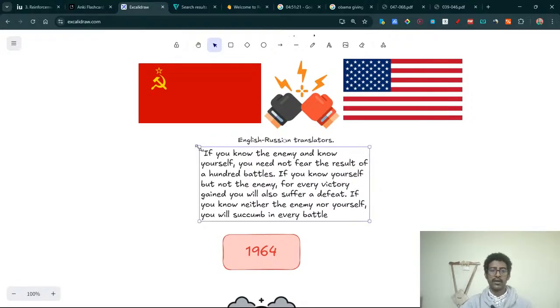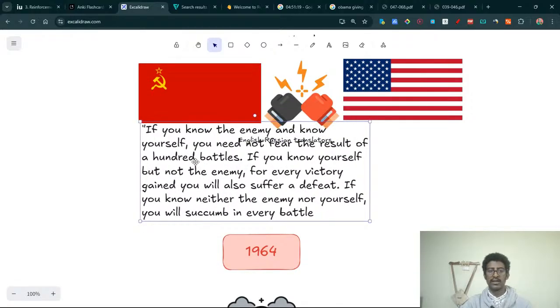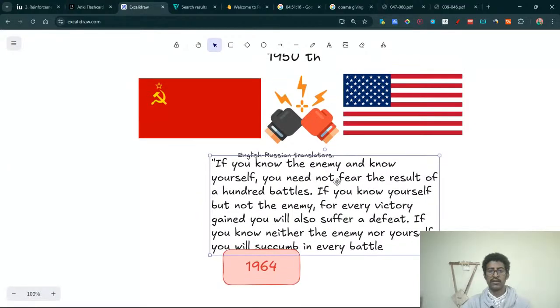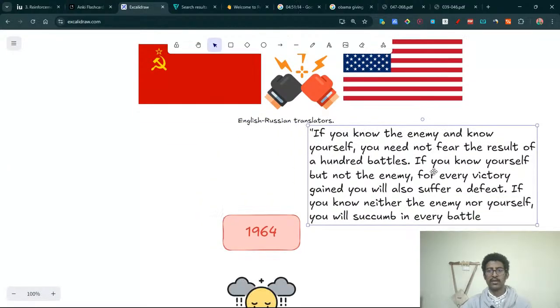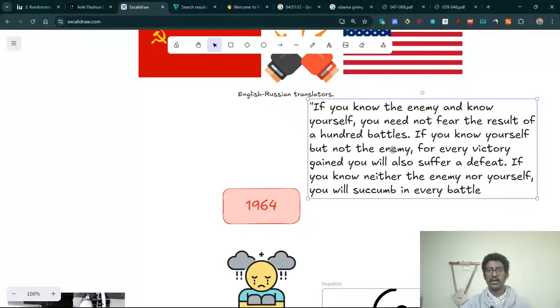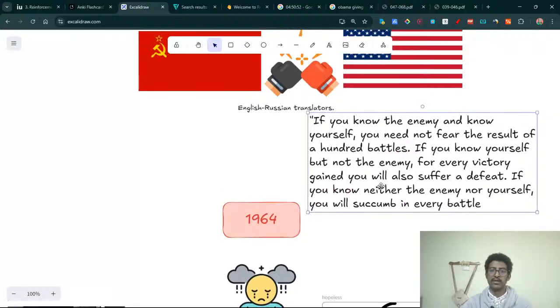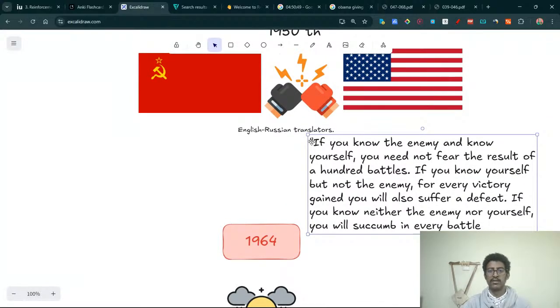Here is a quote. I think this is from the Chinese war leader Sun Tzu. If you know the enemy and know yourself, you need not fear the result of 100 battles. If you know yourself but not the enemy, for every victory gained you will also suffer a defeat. If you know neither the enemy nor yourself, you will succumb in every battle. So I think this is the strategy of war.